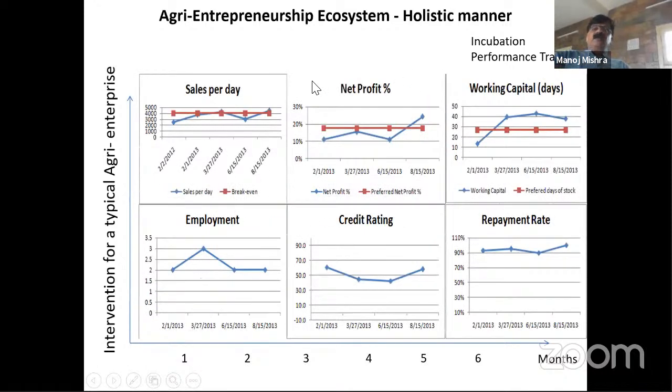So at the end of the day, sales per day is important, net profit percentage is important, and these are the tracking mechanisms which have to be built in. Working capital is of course important. What kind of employment can it generate, can it offer? Credit rating by the Indian Bankers Association will also be very, very important. We'll have to build very different mechanisms for looking at moratoriums and repayment.